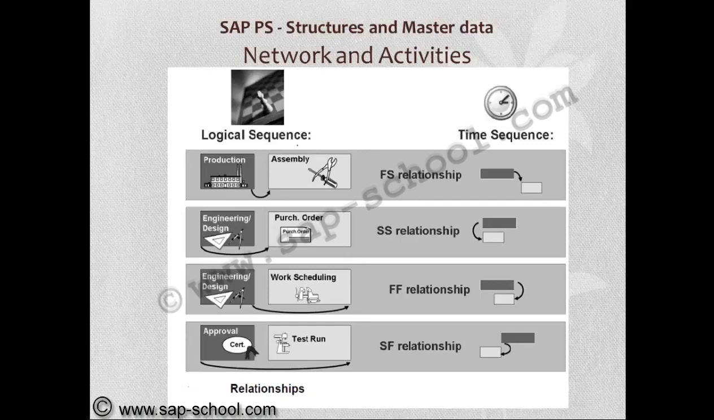Finish to finish: engineering design and work scheduling both finish together. Once the engineering design finishes, only then will work scheduling finish. Start to finish: the approval of certification will be started once the test run has been finished. So this is the start to finish relationship. Normally, by default, the finish to start relationship will be used.